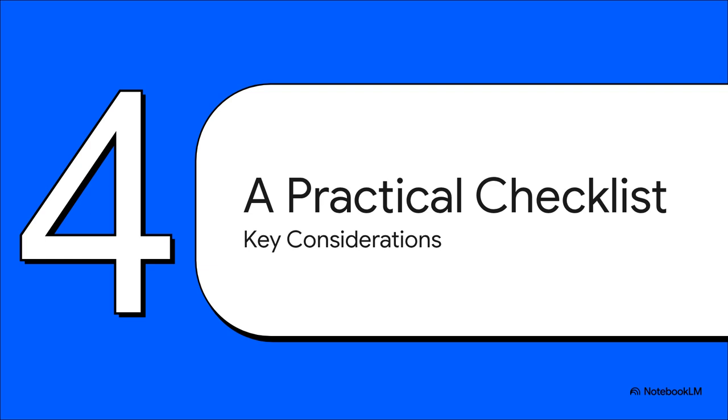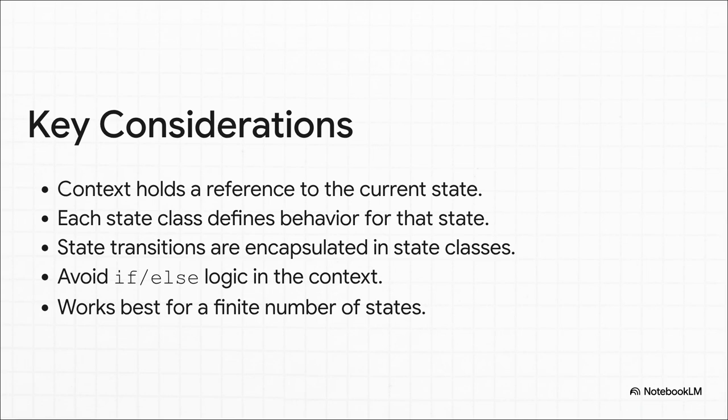So, if you've decided that, yes, this pattern is a good fit for your problem, there are a few key things to keep in mind to make sure you implement it well. Let's run through a quick little checklist. Okay, remember these rules. The context's job is just to hold a reference to the current state. That's it. All the real work, the behavior, and even the logic for switching to the next state, that should all live inside the state classes themselves. This is what keeps your context so beautifully clean of any if-else logic.